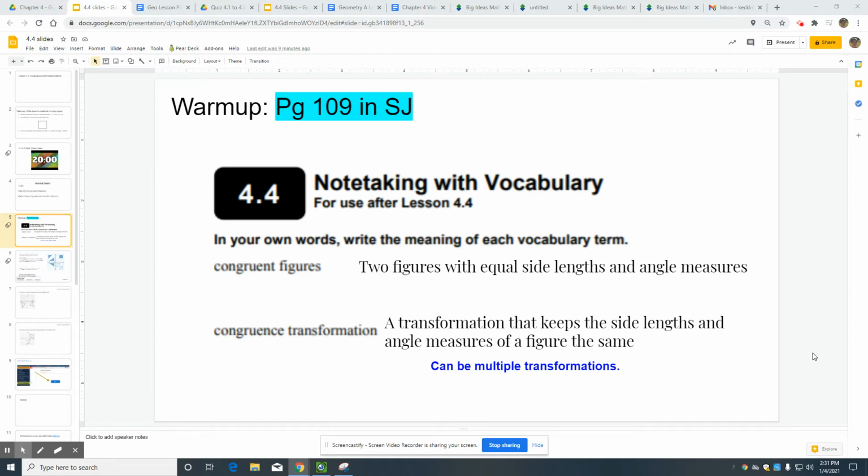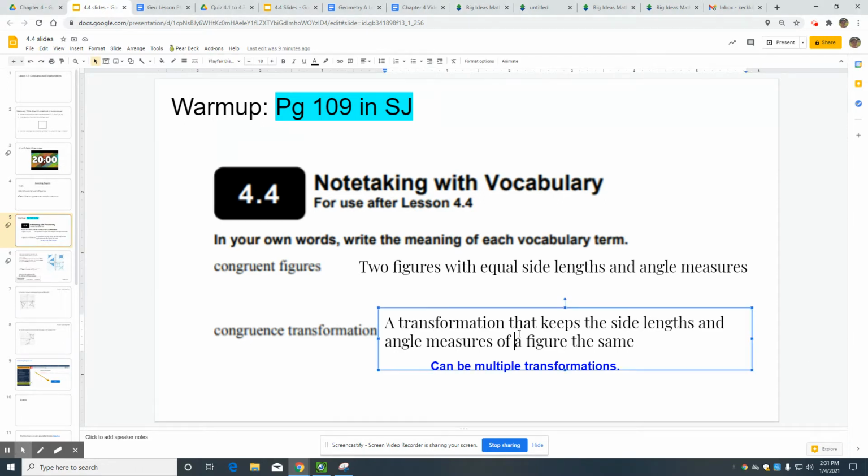In this video for lesson 4.4, we're going to be working on a few extra practice problems on page 110. Before we do that though, we just need to remind ourselves what a congruence transformation is. A congruence transformation is a transformation or multiple transformations that keeps the side lengths and the angle measures of the figure the same. It's a transformation that keeps the pre-image and the image the same shape and size. And we have to be able to identify congruence transformations given a graph.